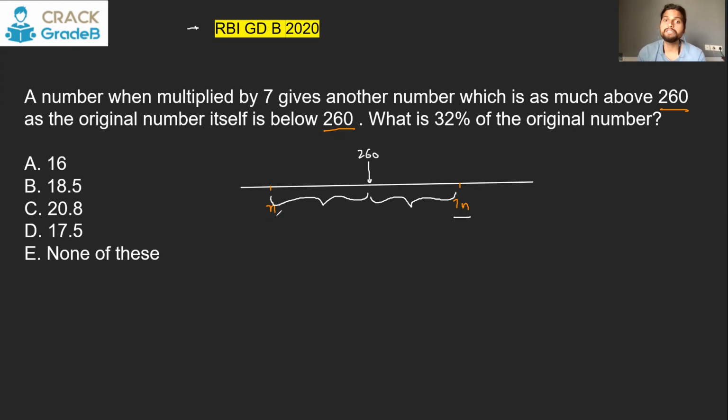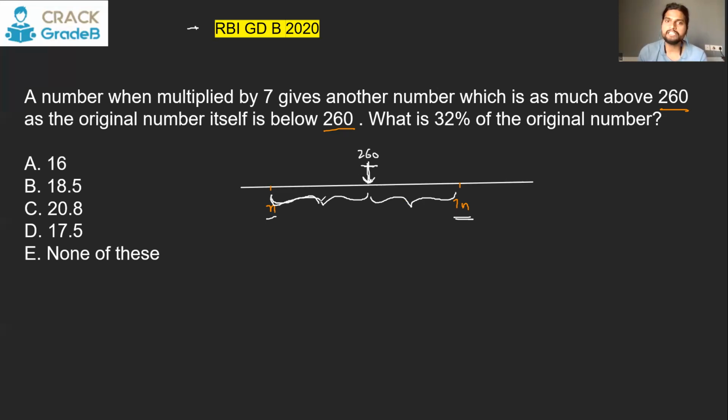That means the distance between these two numbers on the number line is equal to the distance between these two numbers. That means basically 260 is the center of these two numbers. Center means average. 260 is the average. But if you're still finding that difficult, you can just make an equation like this.